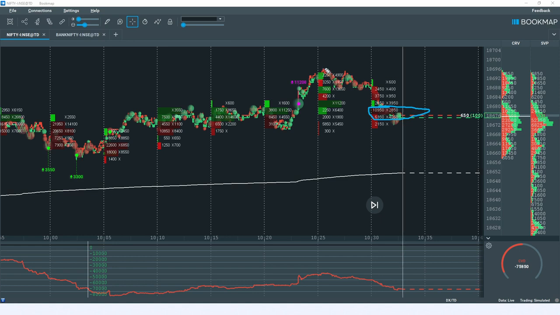So we can simply look for the break of the last high, if at all it happens. If it is not happening, if the price is sustaining below this particular price level, then that's not a good sign for long opportunities or long trades. This is one of the ways.